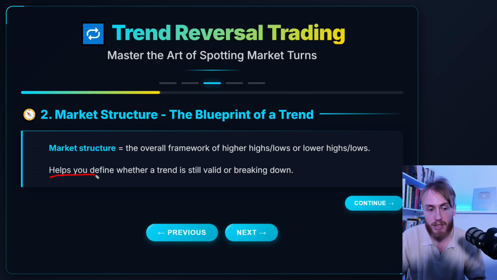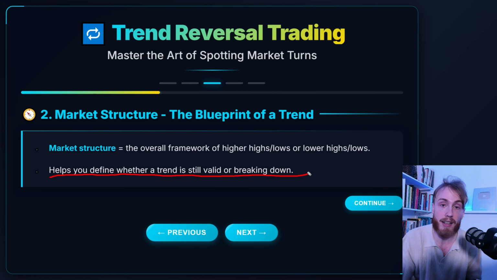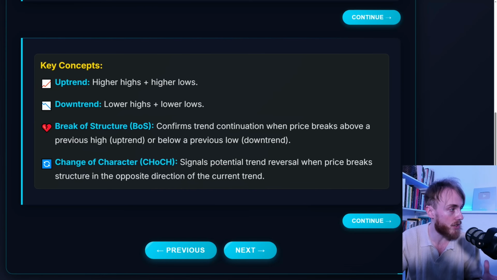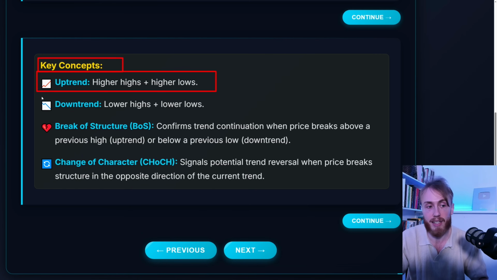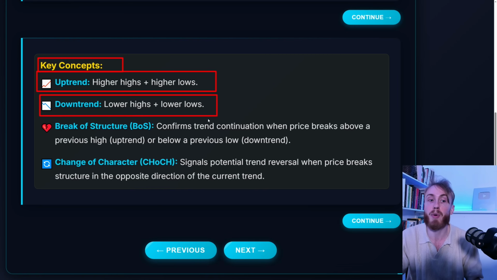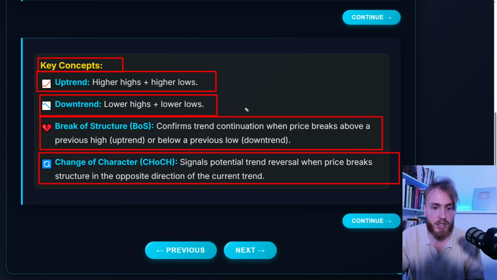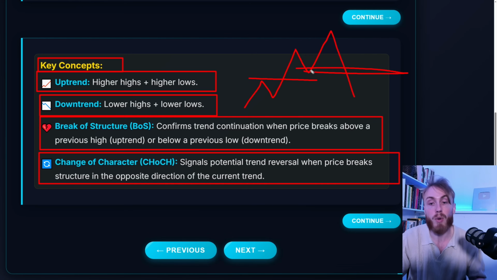But here, market structure helps you define whether a trend is still valid or if we're seeing signs of a shift in the trend. So some key concepts of market structure are, of course, uptrend. This is when we are printing higher highs and higher lows. We have the downtrend. This is when we're printing lower highs and lower lows. And two important concepts that are very important to learn about are break of structure and change of character. A break of structure is simply when we break to a new high in an existing trend, while a change of character is when we break below the low in an existing trend.